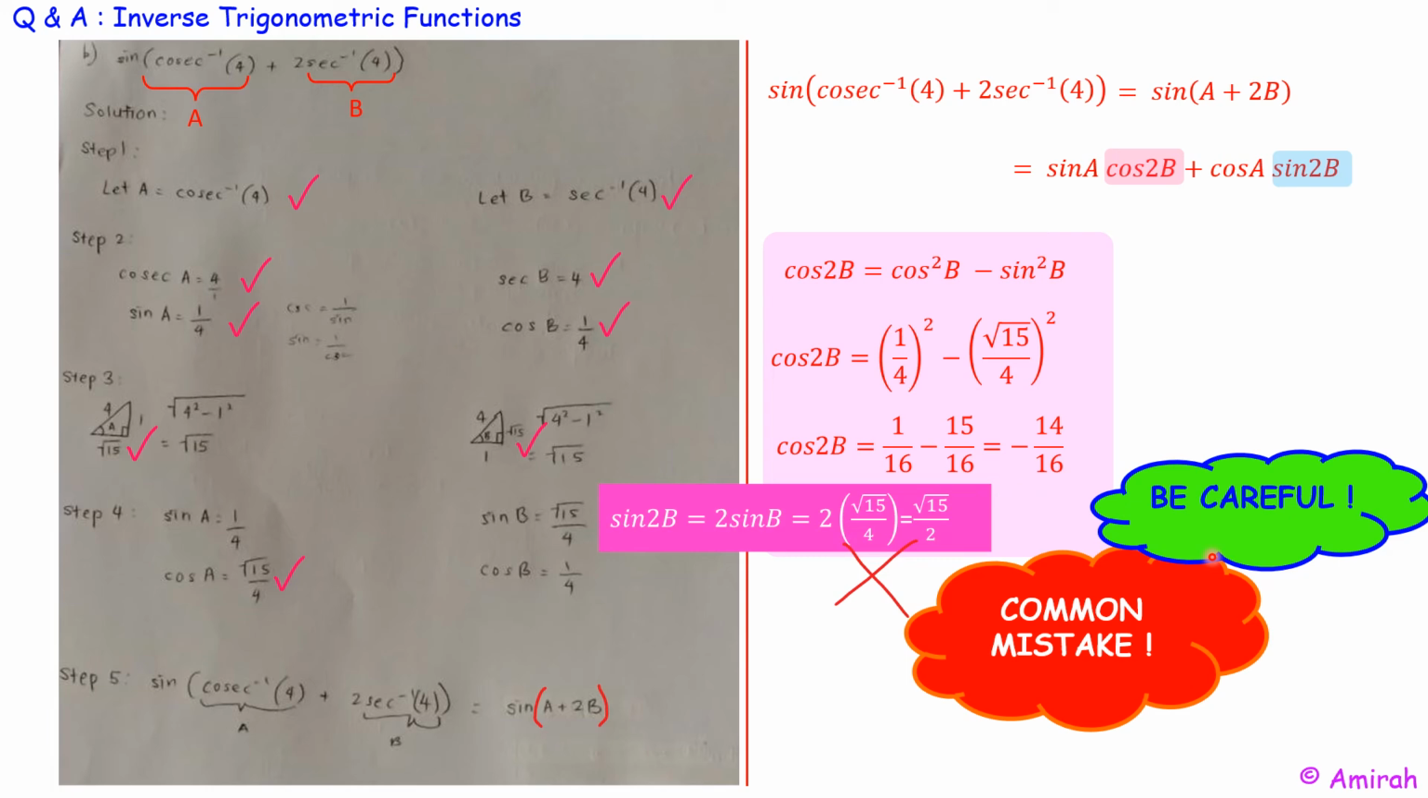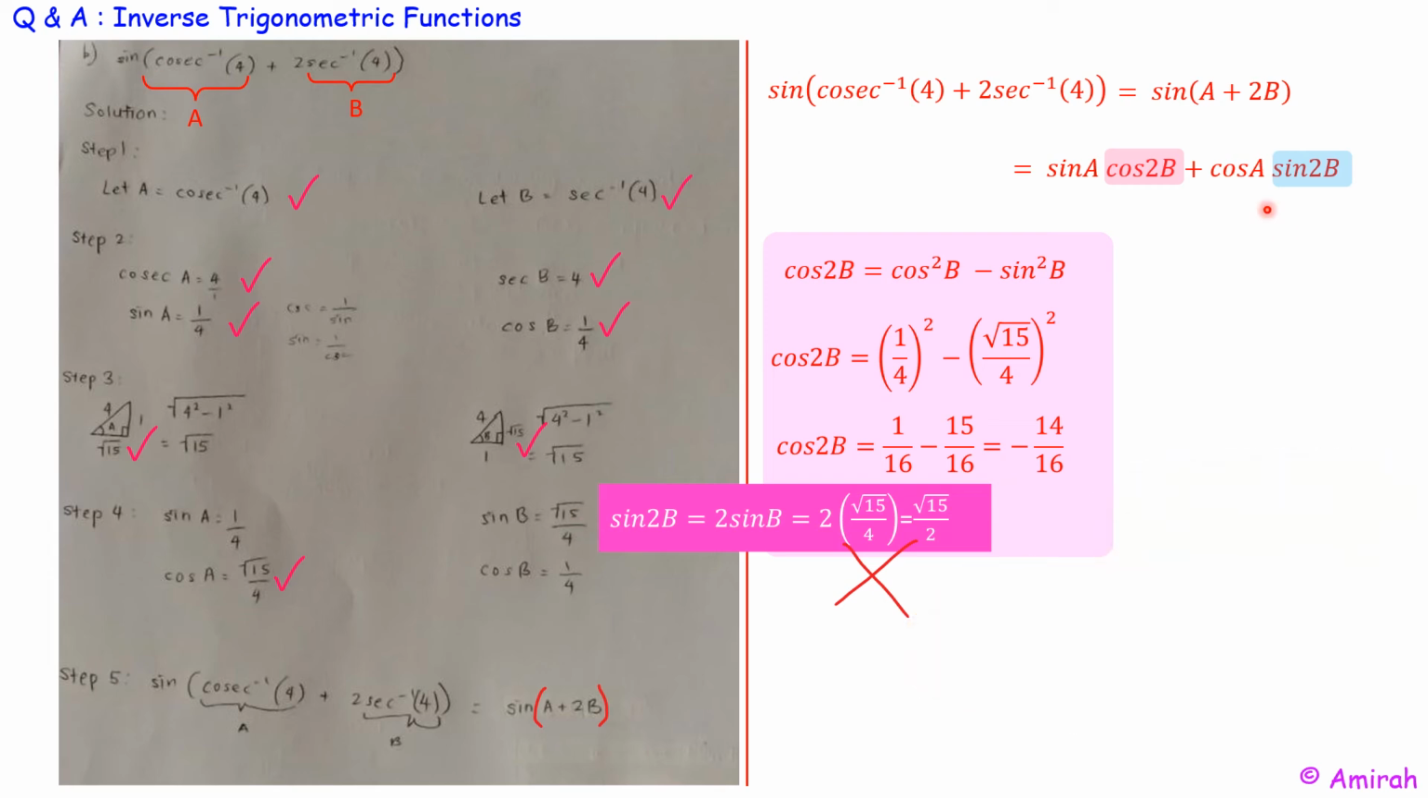So please be careful, right? Never find sin 2B by multiplying sin B with 2, right? So, what is the correct method to find sin 2B? Okay, we need to use the double angle identity for sin 2B. The formula is sin 2B equals 2 sin B cos B, not sin 2B equals 2 sin B. Alright?